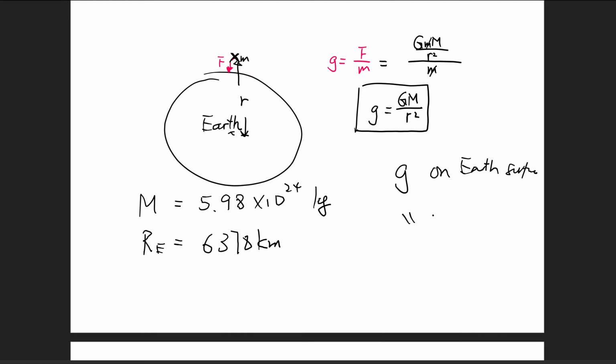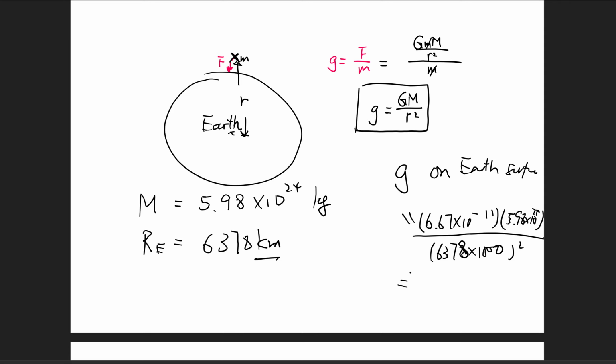So we substitute into the formula. The big G is 6.67 times 10 to the power negative 11. Oh, let me use my calculator. Yeah. Times the mass of the Earth, and then divide by the distance squared. So 6,378 squared. If you put it like this, you get a wrong answer because this is in kilometers, so you convert it into meters by multiplying by 1,000. And then you can try to use your calculator.